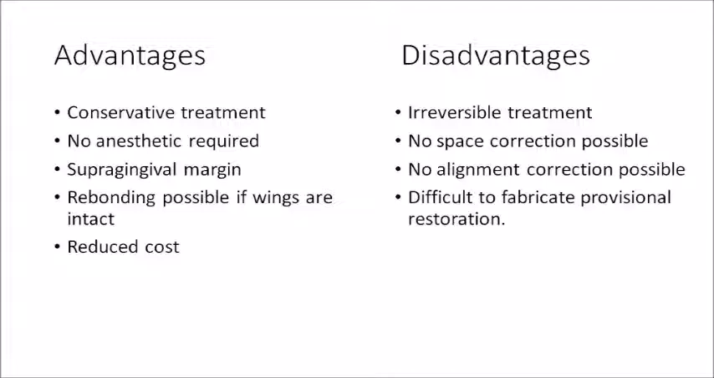And we cannot do any kind of space correction or alignment correction with such a restoration because only the lingual surface is involved. We are not doing any correction on the facial surface. So such space or alignment correction is not possible with a resin bonded FPD. And also it's difficult to fabricate a provisional restoration for such a denture.